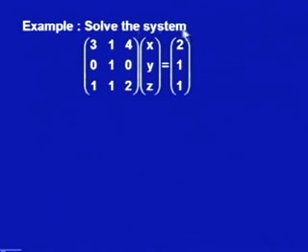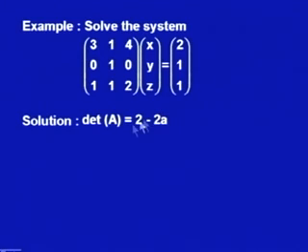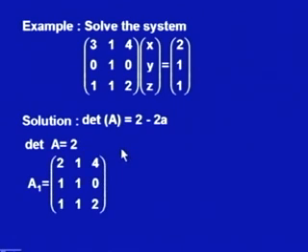So, we solve this system when A is equal to 0. I have taken A equal to 0 in my earlier example. Let us solve this system using Cramer's rule. We first calculate determinant A. As you have seen, I have already computed determinant A as 2 minus 2A, and A is equal to 0 in this example. So, that gives me determinant A equal to 2.